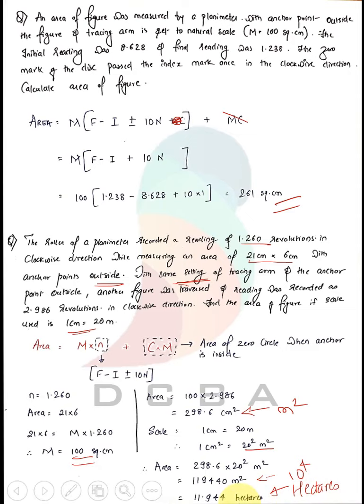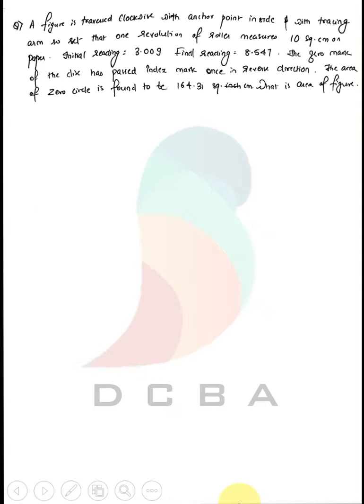So this was another numerical of planimeter. Let us solve one more numerical. A figure is traversed clockwise with anchor point inside and with tracing arm so set that one revolution of roller measures 10 square centimeter on paper. Initial reading is 3.009.